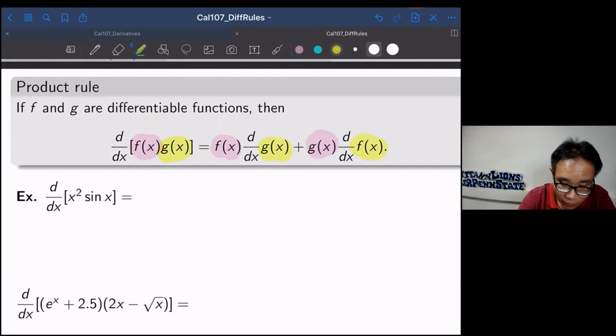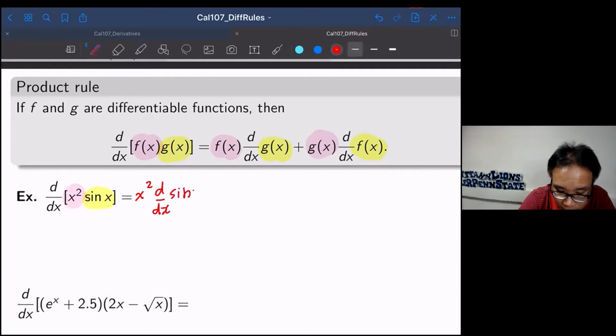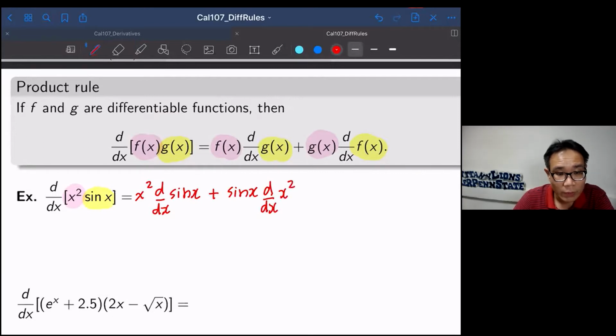Okay. For example, you get x squared multiplied with sine x. So in this case, you're going to have the first times the derivative of the second plus the second times the derivative of the first. So this is how we write the product rule.